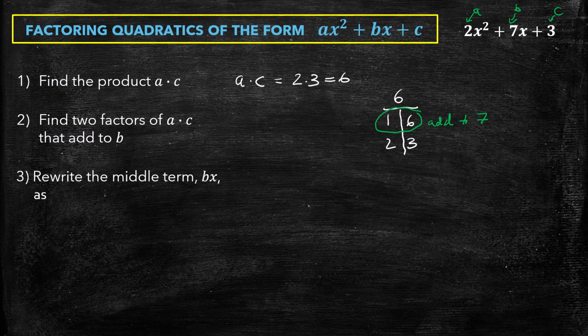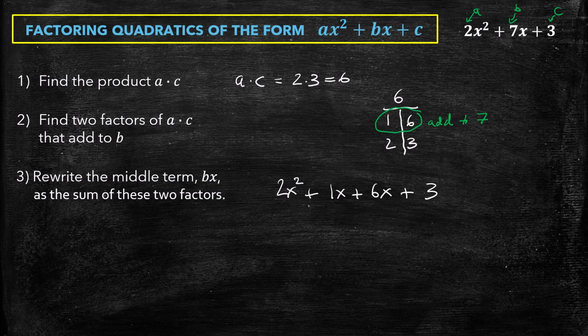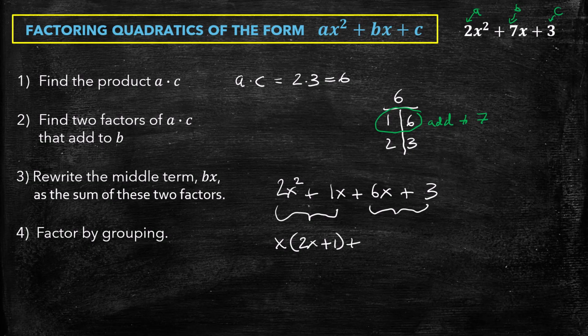The next step is unusual, but very clever. We take our quadratic, so 2x squared, but in place of the middle term 7x, we write 7x as 1x plus 6x, using that special combination, plus 3. And now you can probably envision what's going to happen next, because we just learned about it. We factor by grouping. So what's common to these two terms? X, and we're left with 2x plus 1. And what's common to these two terms? 3, plus 3. And we're left with 2x plus 1.